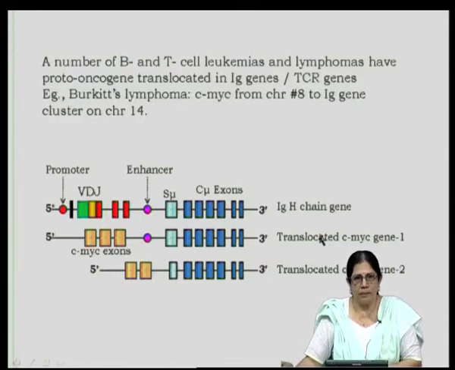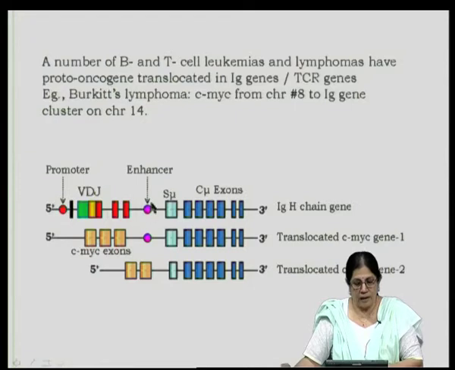Now, how does this happen? I mean, how does this lead to cancer? You can see, if you remember the immunoglobulin gene organization, this is the heavy chain, and this immunoglobulin heavy chain has already undergone recombination, giving VDJ. Now, you have the promoter, which is on the 5 prime site of the leader sequence, which is on the 5 prime site of the VDJ.